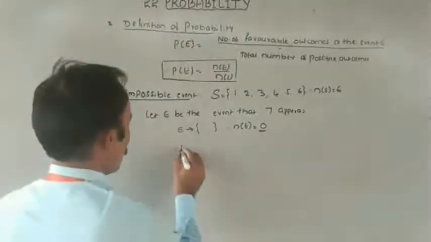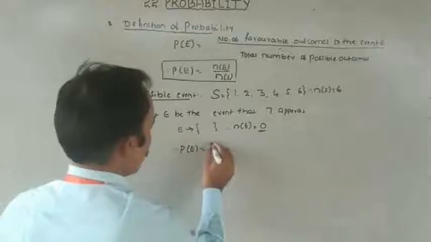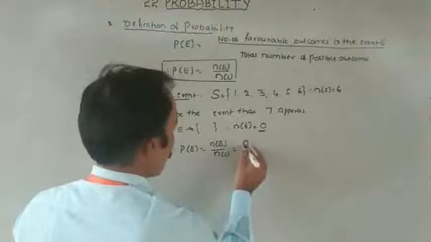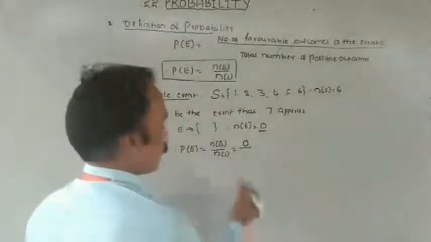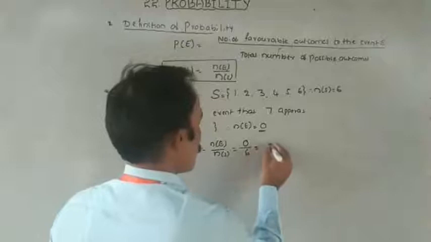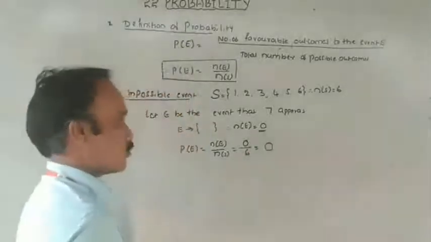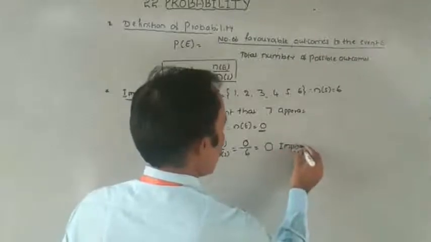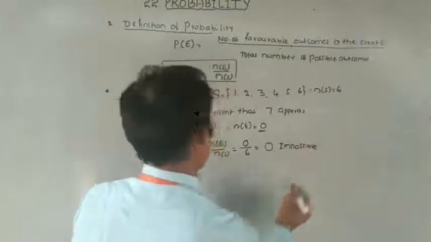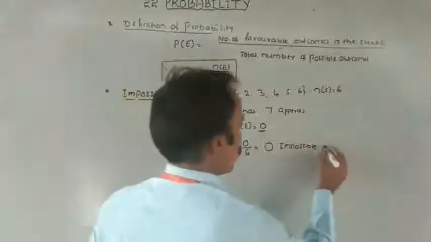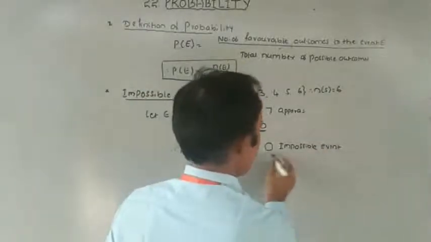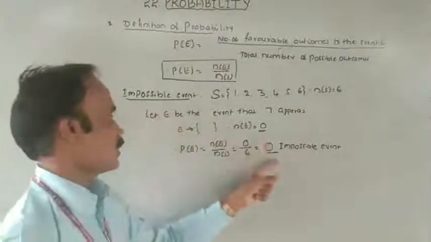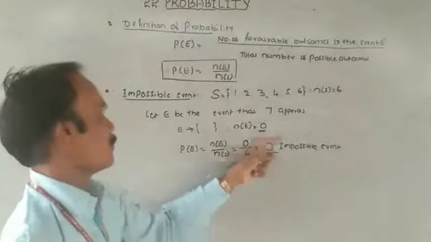Therefore, the probability of this event is equal to, again note down the formula, n(E) divided by n(S). What is the value of n(E)? 0. n(S), 6. So this value is 0. This is called an impossible event. Why is it called an impossible event? Because the probability of the impossible event is always 0. Sure event is always 1. Impossible event 0.